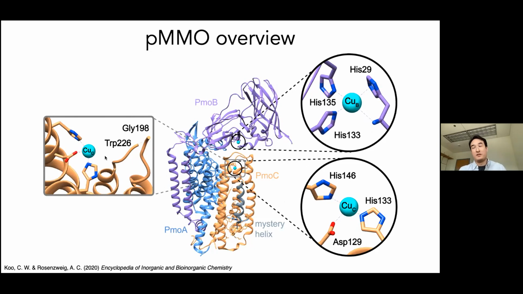So it leads us to wonder if we're missing some information about the copper C site and about the active site of this enzyme. It's really critical for us to understand the structure in this region to understand methane oxidation by copper.